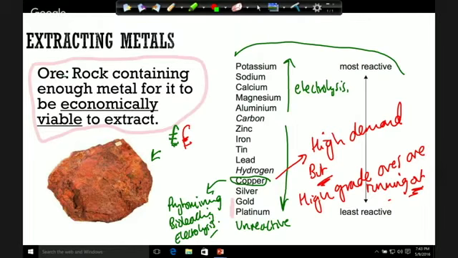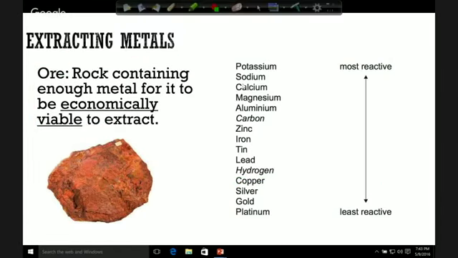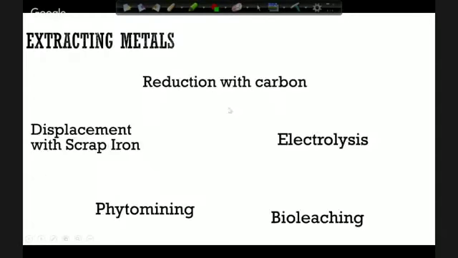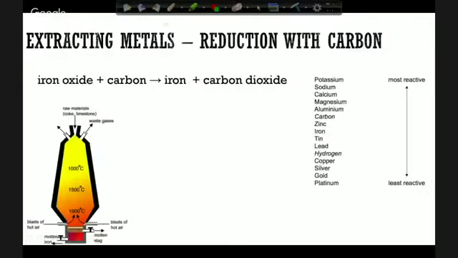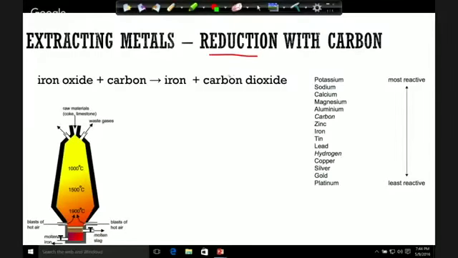So let's go through a few of the techniques we can use then to extract the metals from these ores, these rocks. The first thing, this is a summary of everything we're going to talk about. We'll talk about reduction with carbon, electrolysis, bioleaching, phytomining, and displacement with scrap iron. So loads of different reactions going on. First one I want to talk about is reduction with carbon.